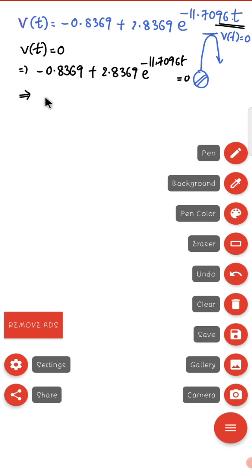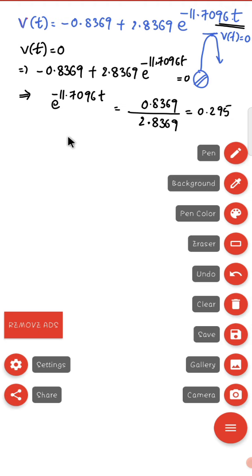That means e to the power of minus 11.7096 t is equal to 0.8369 divided by 2.8369. How much is it coming to? This one is approximately equal to 0.295.